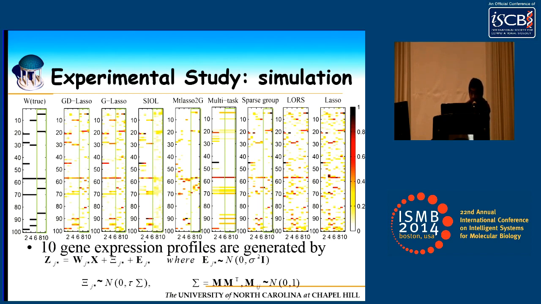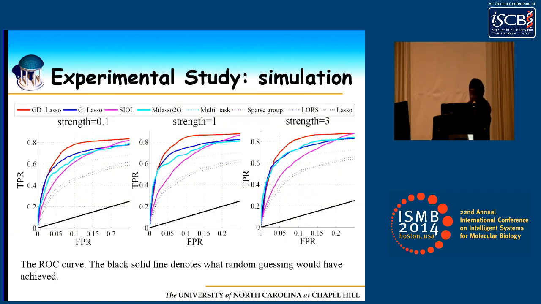These figures visualize the ROC curve of the false positive rate and the true positive rate. Here strength stands for the values used in the weighting matrix W for generating the gene expression data. And we will see that for all cases, the proposed model outperforms those alternative competitors.